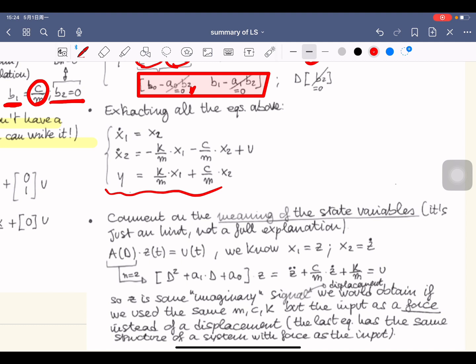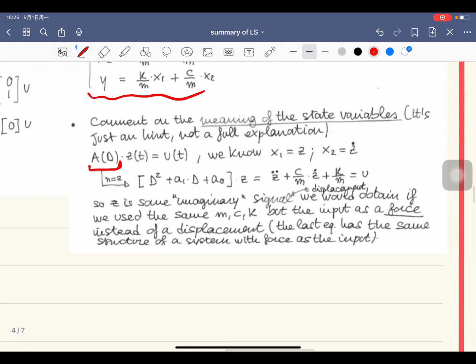We have the derivative from before. AD is the coefficient of input at the beginning of the equation. We know S1 equals Z, S2 equals Z dot. So, using the D operation, you can get this one. There is some imaginary signal we will obtain if we use the spring-mass-damper system, with the output as a force instead of a displacement. The last equation has the same structure as a system with force as the input.